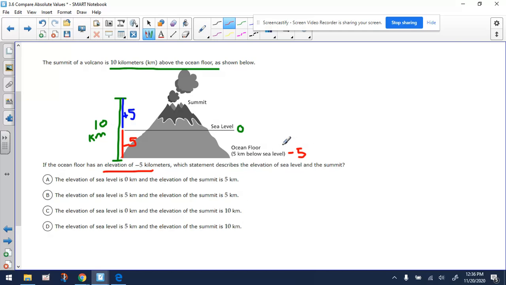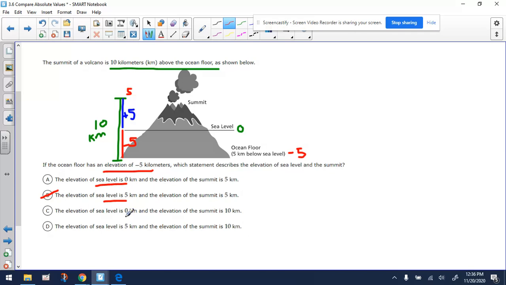All right, so now let's go through the answer choices and see which one makes sense. A says the elevation of sea level is 0, so that's true, and the elevation of the summit is 5. So would this be 5 all the way up here? That one's kind of a contender, isn't it? Let's read choice B. The elevation of sea level is 5. So sea level is not 5, sea level is 0. So just because of this statement, that makes that part wrong. So we're going to cross that one out.